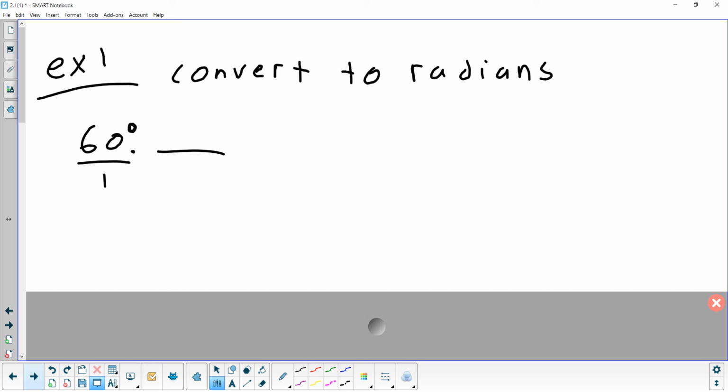You have degrees in the top of this one on the left. Where would degrees have to go on the right to cancel out? Would degrees go on the top, or would degrees go on the bottom? Bottom. It would go on the bottom, good. So degrees has to go in the bottom to cancel out degrees in the top. And I want degrees to cancel out. I want radians in my final answer. I don't want degrees. I want degrees to go away. So that means degrees is in the bottom, radians is in the top.